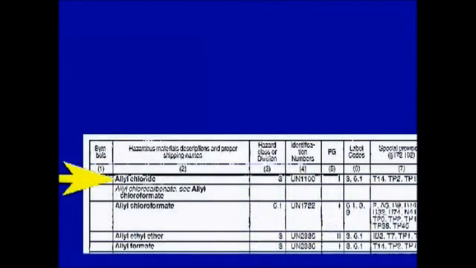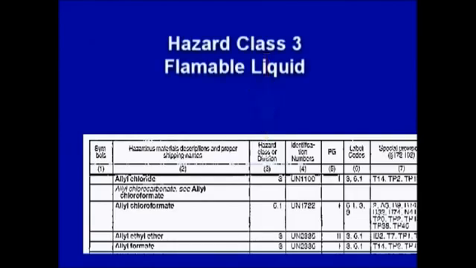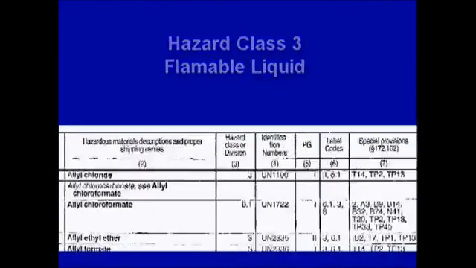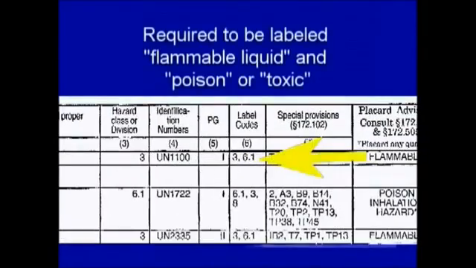Let's look up the shipping name allyl chloride in the HMT. Allyl chloride is a proper shipping name. Look in column 3. The hazard class is 3, flammable liquid. Now look in column 6. The material is required to be labeled flammable liquid and poison or toxic. This means that the secondary class is poison or toxic.